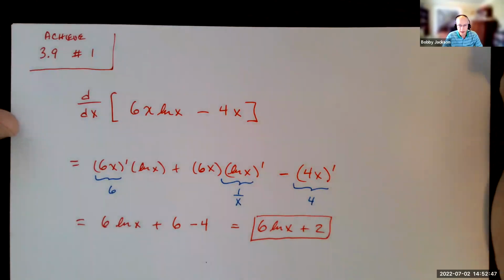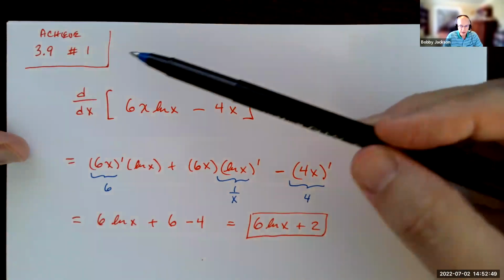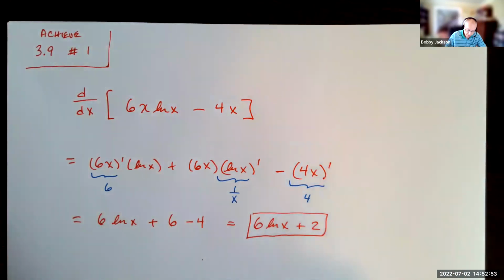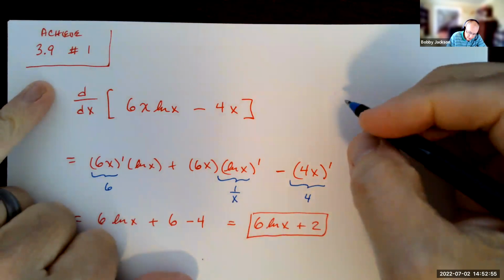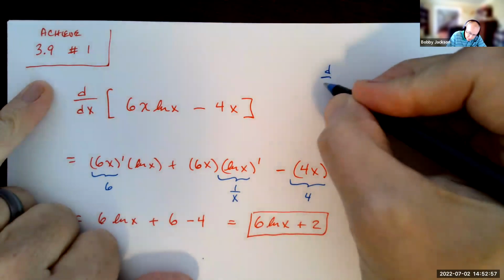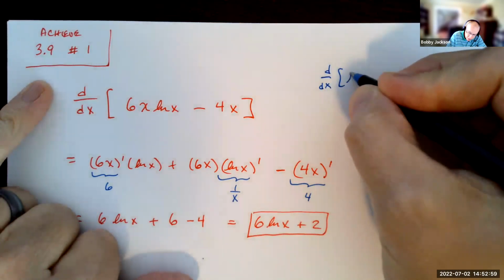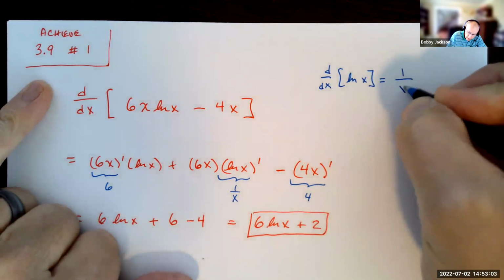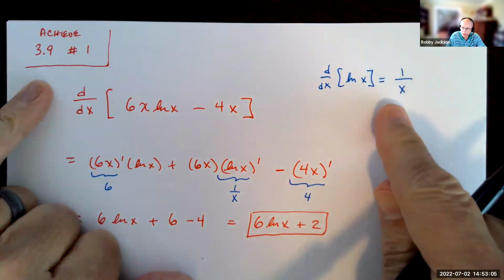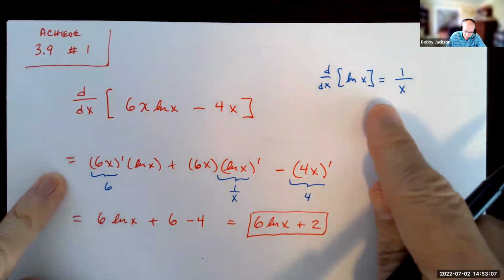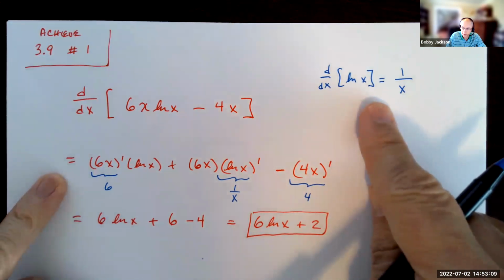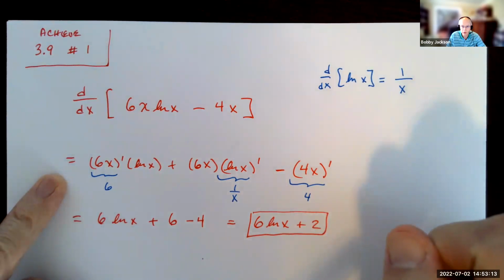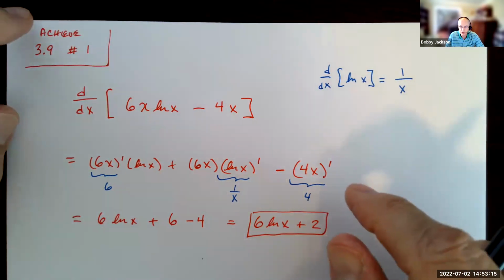So let's take a look at two problems in Achieve section 3.9, numbers 1 and 2. They have some basic rules. The first one here in section 3.9 deals with the derivative of the natural log function. The derivative of the natural log function we derived right in the lecture videos to be 1 over x. You should review all those derivatives of the general logarithmic and general exponential functions in that lecture video.